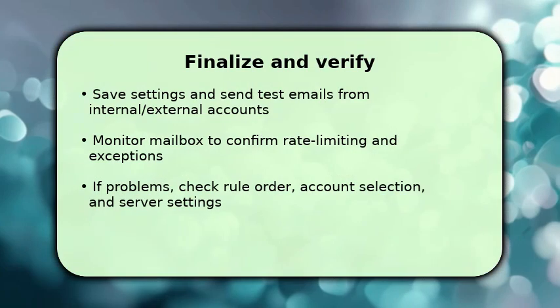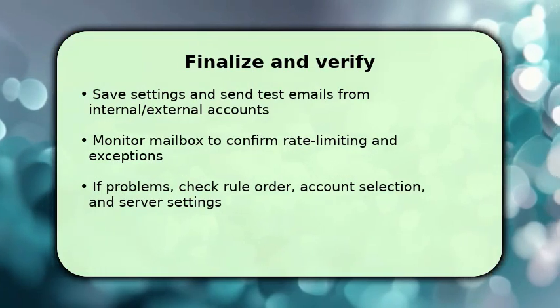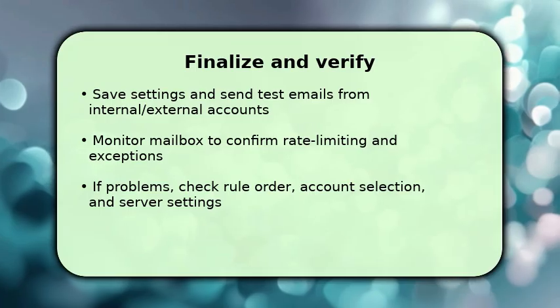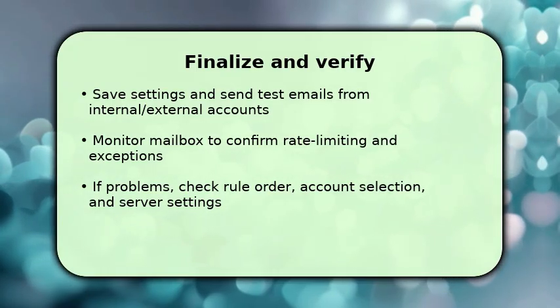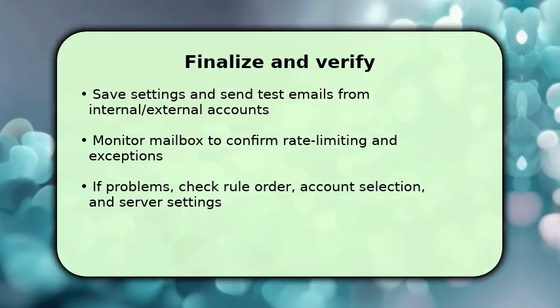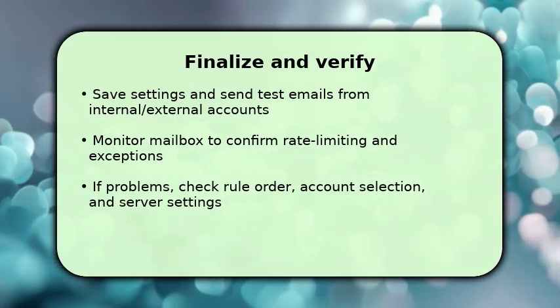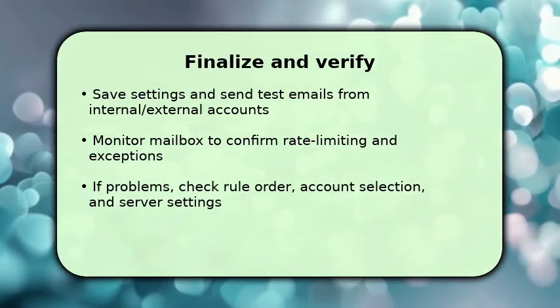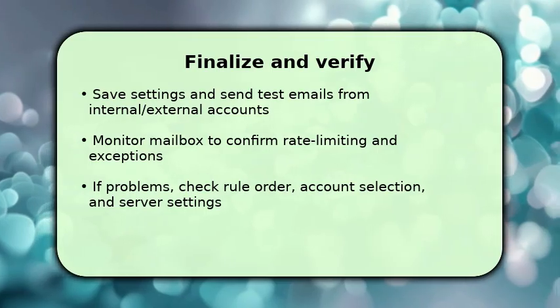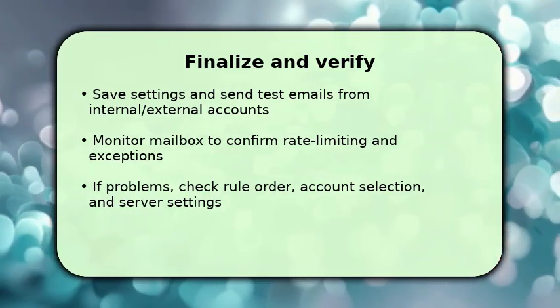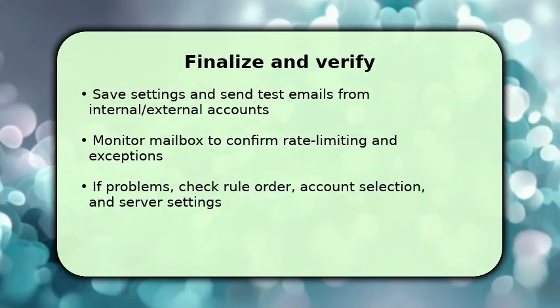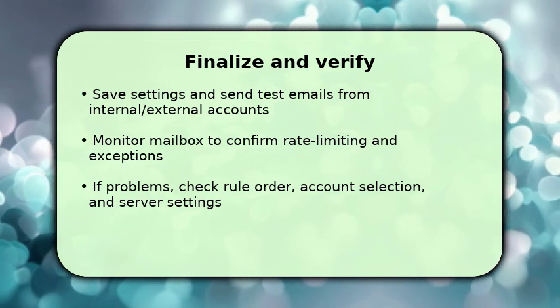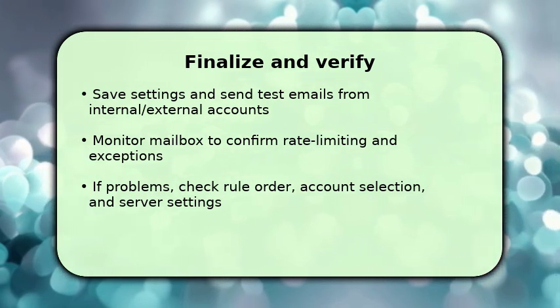Send test emails from an internal address and an external address to confirm each message appears correctly, and that start/end times apply. Monitor for duplicate replies and ensure rate limiting prevents loops. If something goes wrong, reopen Settings and check rule order, selected account, and any server-side policies that may override client settings. One key troubleshooting tip: if auto-replies don't send, examine your mailbox's server-level automatic reply settings.